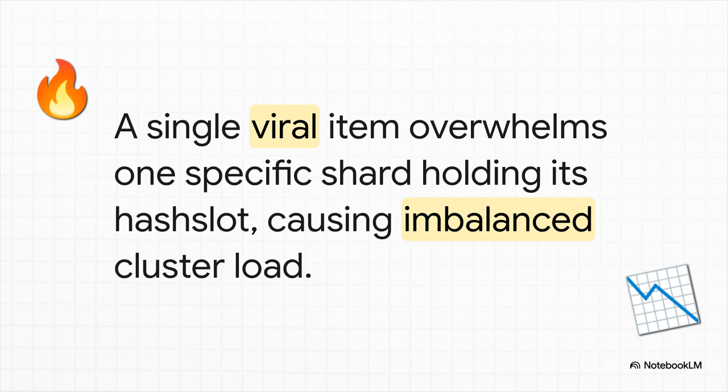However, even with perfectly distributed hash slots, you can still run into the dreaded hotkey problem. Imagine you run an e-commerce store and one specific item goes absolutely viral. The single server holding the hash slot for that one item is going to get completely hammered with traffic, while the rest of your expensive cluster just sits there idle. To fix this, you have to design specific remediations, things like in-memory client-side caching or dynamically adding read replicas just to absorb that massive surge.